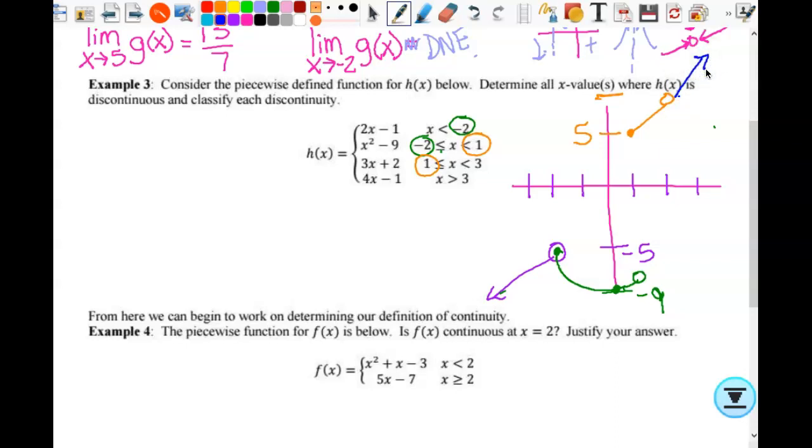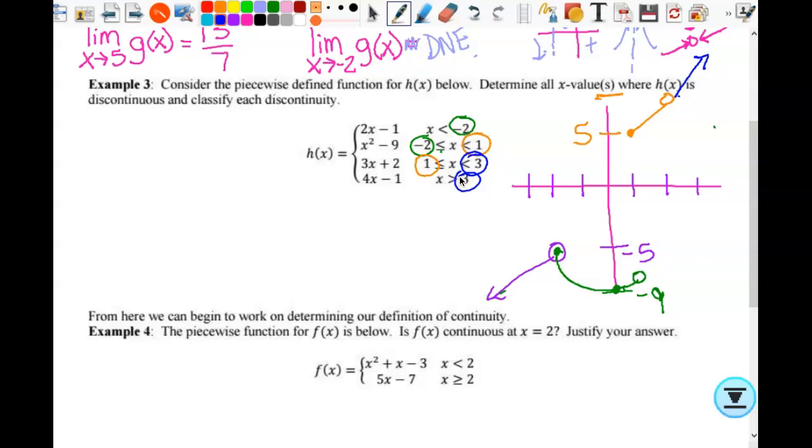So at 3, is it continuous? No. What kind of discontinuity do we have? Point. Okay. Does that make sense? And really, with the tools that you have, that's kind of how you can figure out continuity here. But there is a much easier way. All right? It takes some writing and some calculus knowledge with it, but it works.